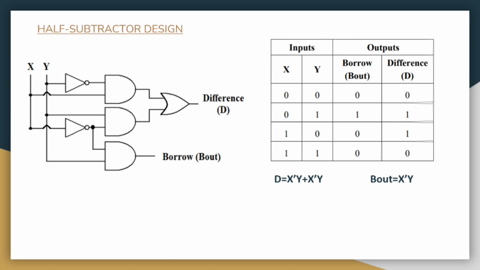In the inputs, when you have two zeros, you will get borrow out as 0 and difference as 0. And when you have 0, 1 as input, you will get 1, 1 as output. And when you have 1, 0 as input, you will get 0, 1 as output. And when you have 1, 1 as inputs, you will get 0, 0 as the output. The expression would be D is equal to X dash Y plus X Y dash, and borrow out will be X dash Y.